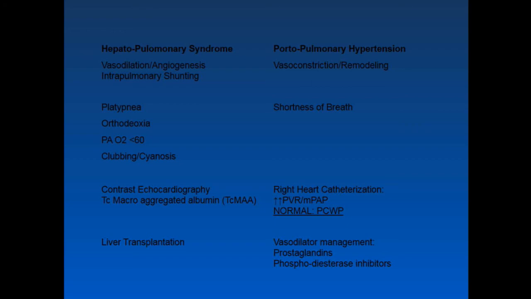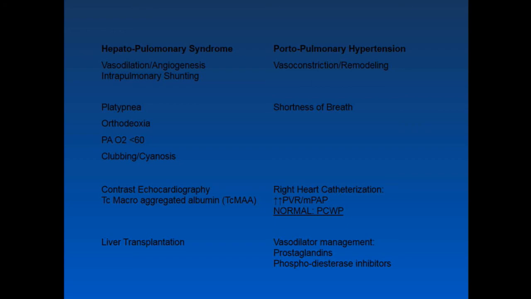So this is the difference between hepatopulmonary syndrome and portopulmonary hypertension, which can be chronic liver disease manifestations, and you tend to come across these patients quite a bit. Hepatopulmonary syndrome is a vasodilation phenomenon with intrapulmonary shunting. Portopulmonary hypertension is vasoconstriction and remodeling. They can have platypnea, orthodeoxia, and if you check an ABG on them, PaO2 can be 60, and they can have clubbing and cyanosis.